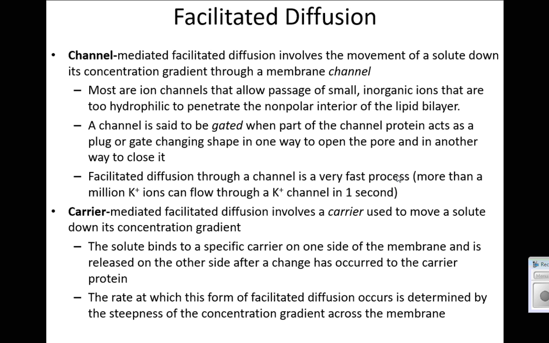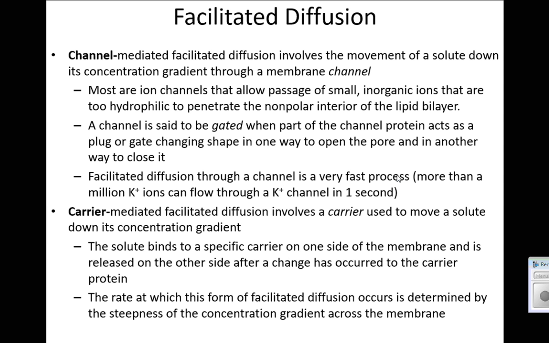The bigger the difference between the two sides, the faster things diffuse. Think of it just like the steeper the hill, the faster the ball rolls. At 50, the hill is not very steep, but at 100, the hill is really steep.